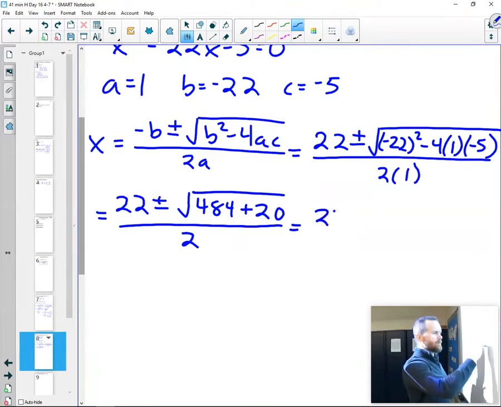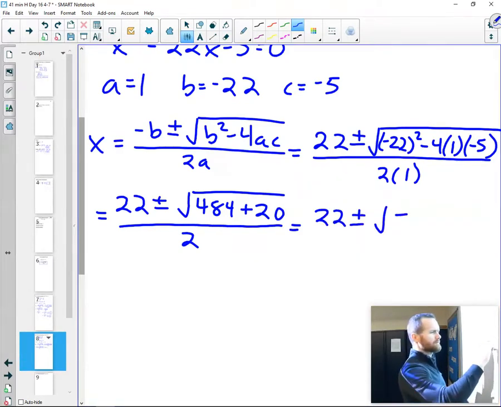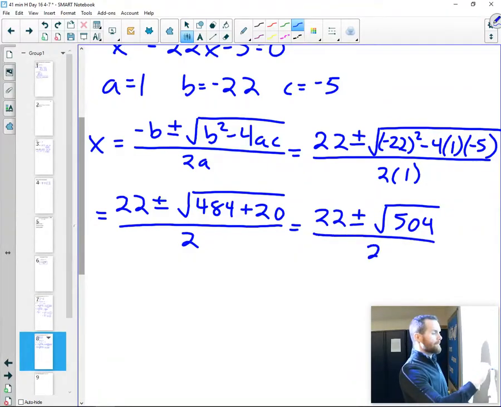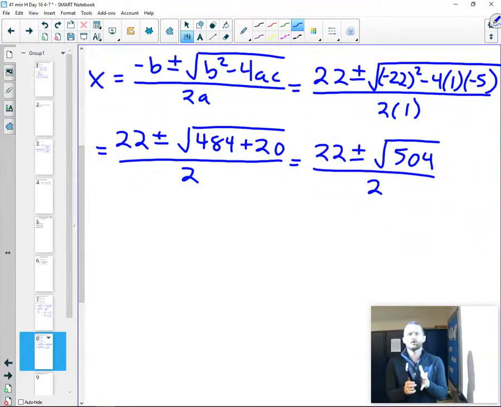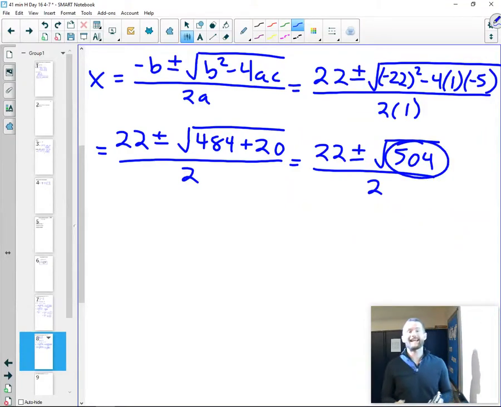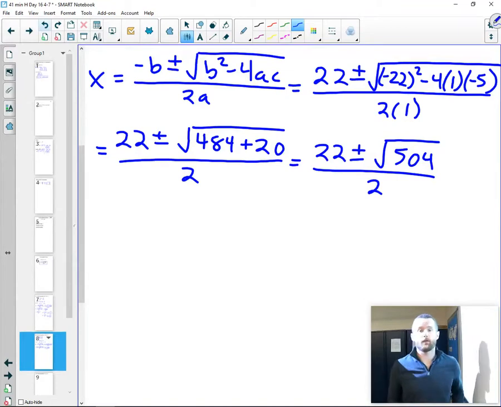Then we simplify some more and get 22 plus or minus the square root of 504, all divided by 2. Now at this point, this is where our roads sort of diverge. We see we have a non-perfect square, which means we can't easily take the square root of it, which means, okay, this was not factorable. The quadratic formula was the right strategy to use here.